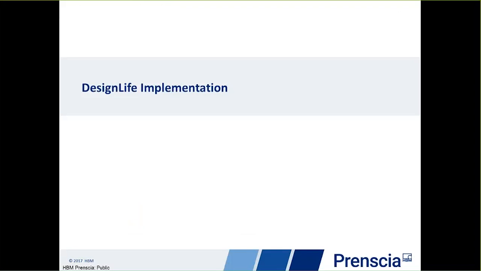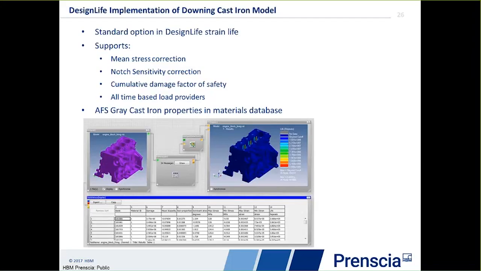Finally, we've looked at the aspects of gray cast iron. We've looked at the Downing model, which is specifically formulated to represent the fatigue behavior of gray cast iron. We looked at notch sensitivity because, again, almost all these calculations we're going to need to implement notch sensitivity corrections to allow us to get reasonable answers out of the solution. And we've seen factors of safety. What we have is those implemented in DesignLife off of FE results.